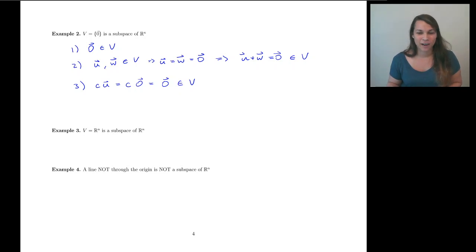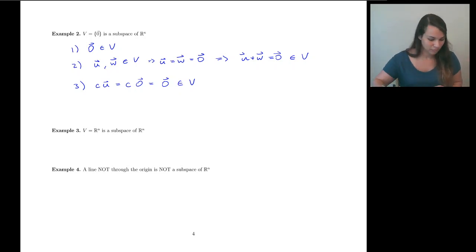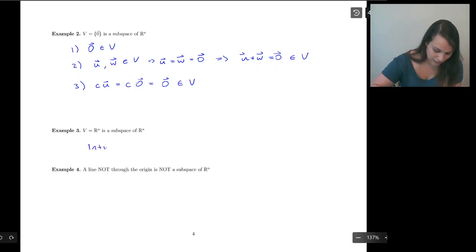Example 3, we've got Rn is a subspace of itself. Rn definitely has the 0 vector. Any two vectors in Rn can be added together to get a vector in Rn. And if you take a constant times a vector in Rn, you're still going to get a vector in Rn. Done. We'll say intuitive.